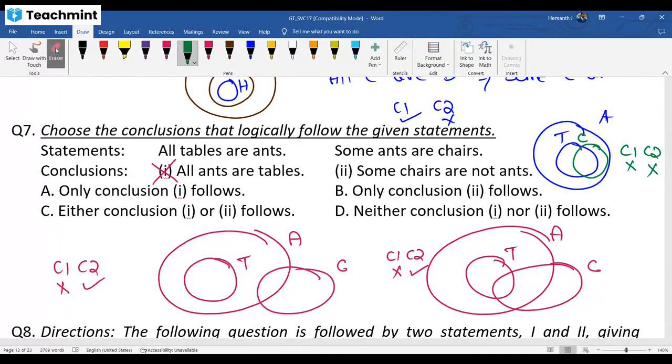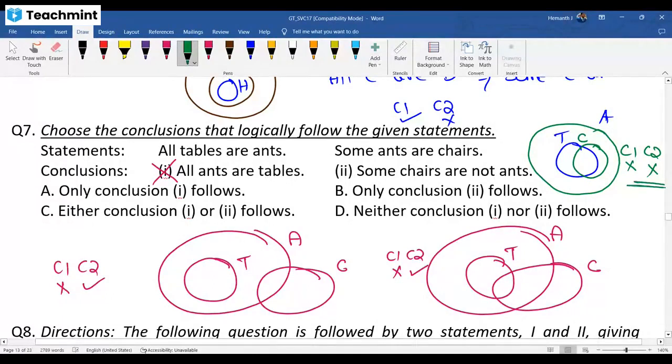Guys, understand this diagram properly. What is the diagram I have given? See here. Yes, all tables are ants. Entire tables are ants. Some part of ants are occupied by chairs. So here second one wrong. Some chairs are not ants is wrong. Here all chairs are ants. So second one fails. Both fail means neither nor.